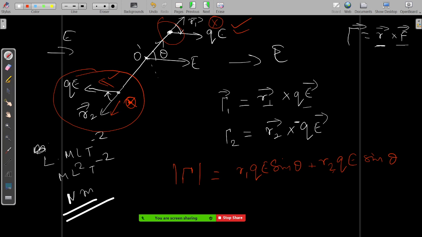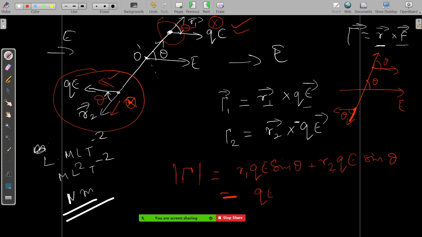This theta and this theta are again the same. We came to something like this. This is your dipole, and this is the direction of the electric field. This was theta. So basically the R1 vector here and the force vector here make theta only. Similarly here, this is your R1 vector and this is the force. This is also theta only, correct?